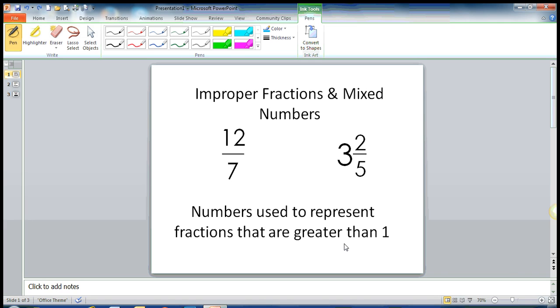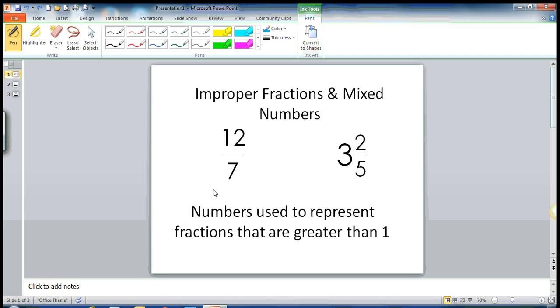Hi guys, today's quick peek lesson is going to be on improper fractions and mixed numbers. So we're entering the final portion of our fractions unit, and up to this point we've been dealing with what we call proper fractions, because the numerators, the top number, have always been smaller than the denominators, the bottom number. Now it looks like the fractions have been flipped. Now the numerators are larger than the denominators.